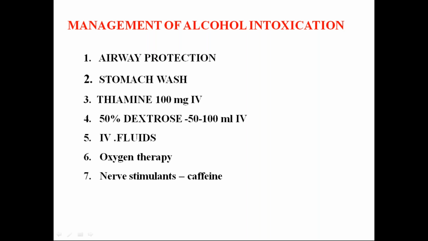And then fluid loss, in order to compensate for fluid loss, we'll give IV fluids, oxygen therapy if the lungs are sluggish, and then nerve stimulants in order to stimulate the CNS. Caffeine can be given. So we know that alcohol is a CNS depressant. So in order to compensate that, we give CNS stimulants, of which the best is caffeine. So these are some of the management protocols. Airway should be protected, stomach wash, thiamine 100 mg IV, 50% dextrose, IV fluids, oxygen therapy, and nerve stimulants.